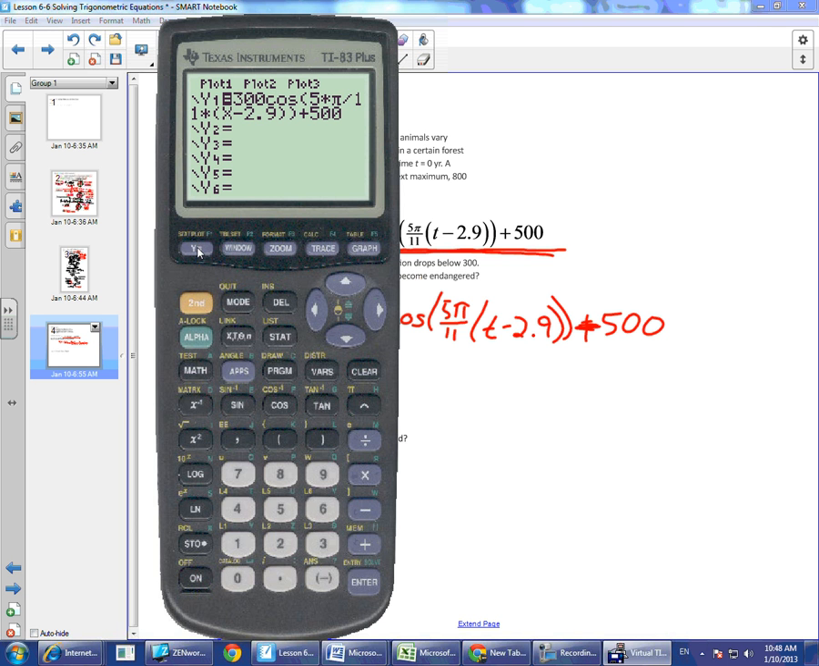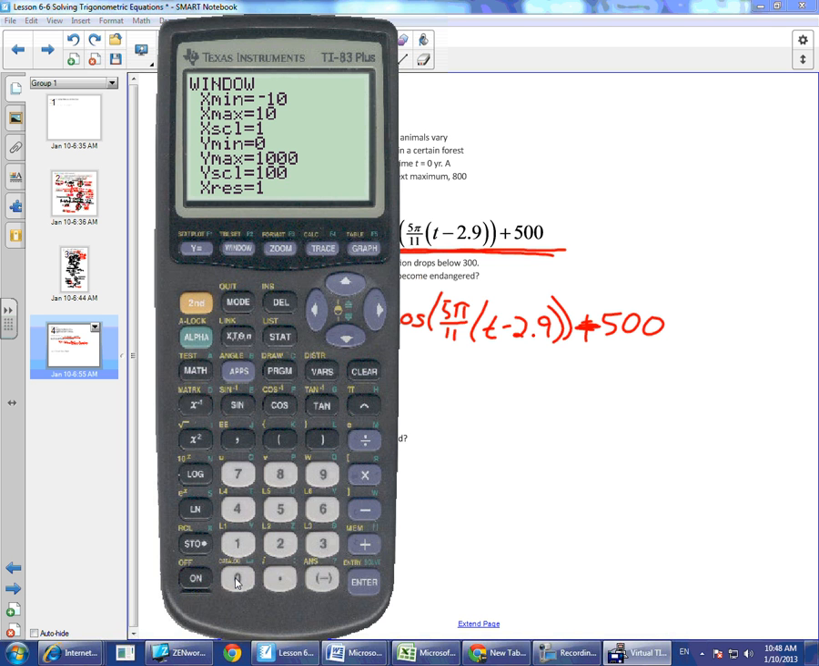The toughest thing about this is probably figuring out the window. What I notice is my vertical shift's 500, my amplitude's 300. So the highest point's going to be at 800, the lowest point's going to be at 200. So I'm going to make my y min and my y max 0 and 1,000 so I completely cover that. And then we can go up by like 100 for my scale.